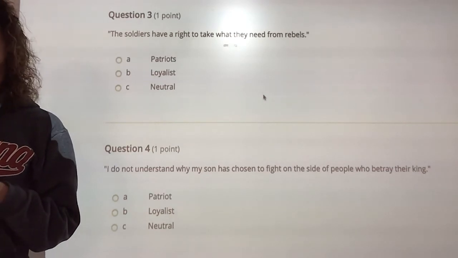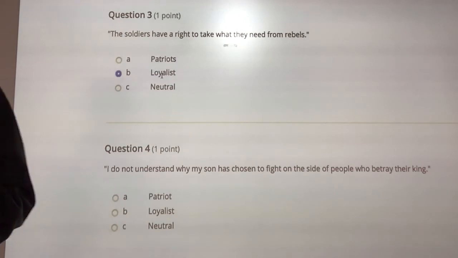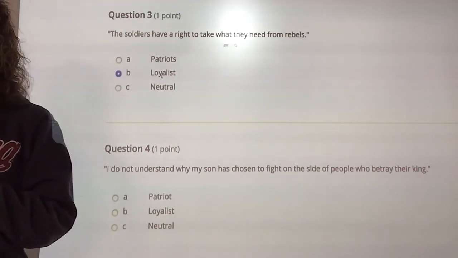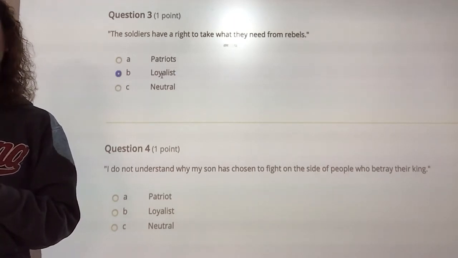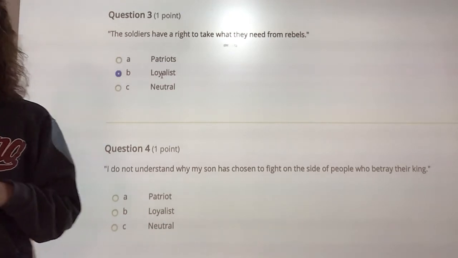Wyatt. Loyalists, yeah, they would be in support of those redcoats, right? Those soldiers. So they would say they could take what they want. And they would be calling the patriots the rebels. Okay, we good? We all caught up? Yeah. I should have given you a minute to get into it here.